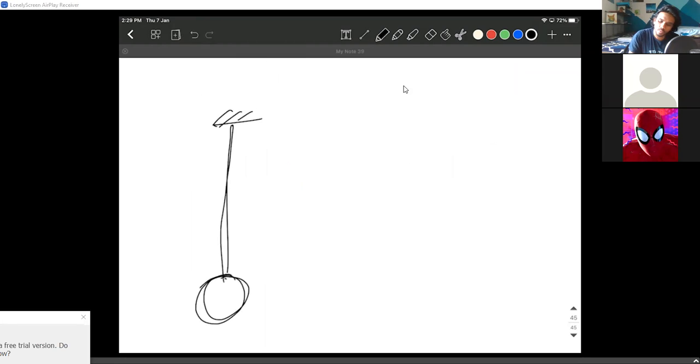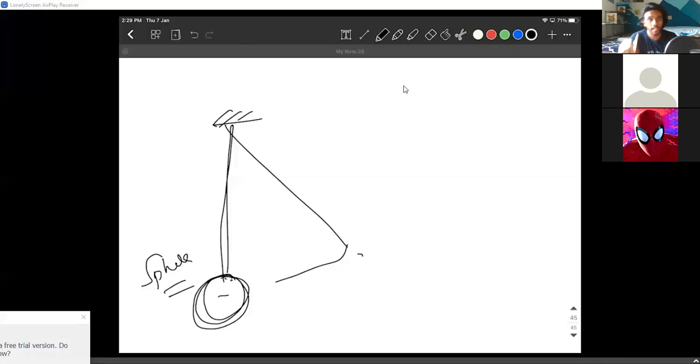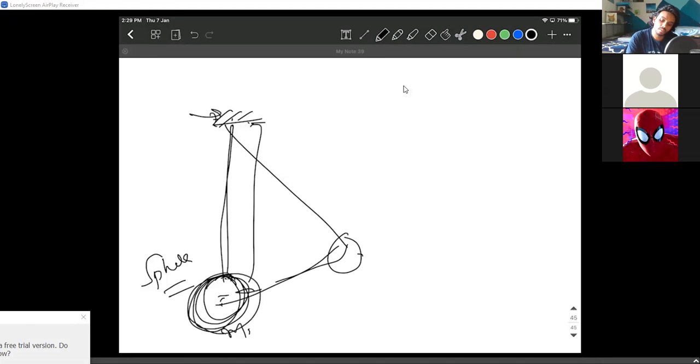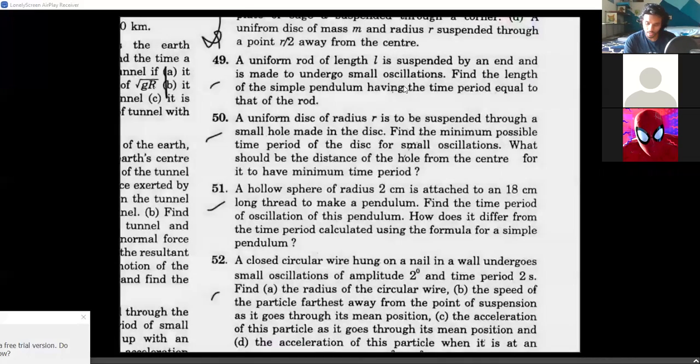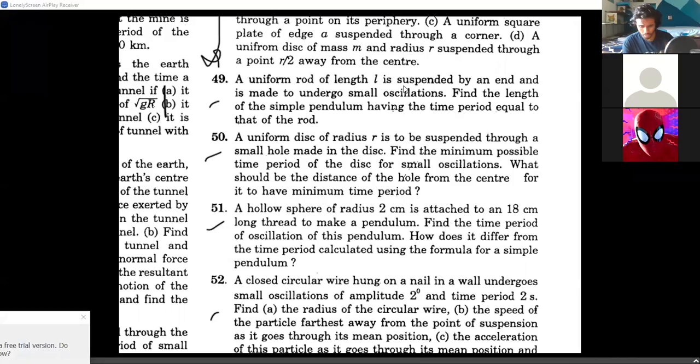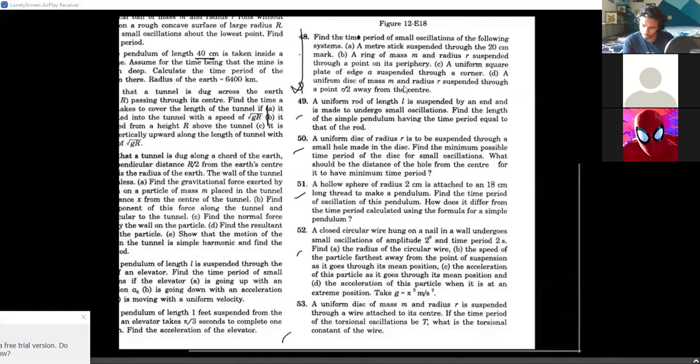Instead of a point mass, what happens if you have a sphere at the end of a pendulum? Consider this as a compound pendulum. Instead of just mass m, consider a sphere whose center of mass is at a distance, write the moment of inertia of the sphere about the point of suspension I_P, and write the whole time period. Sharath, I hope you get it now. This is a question from H.C. Verma, question number 51, if I believe it right.